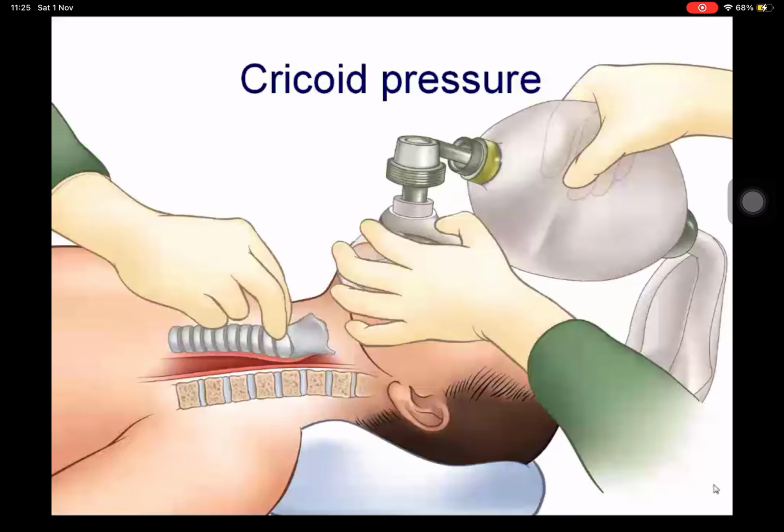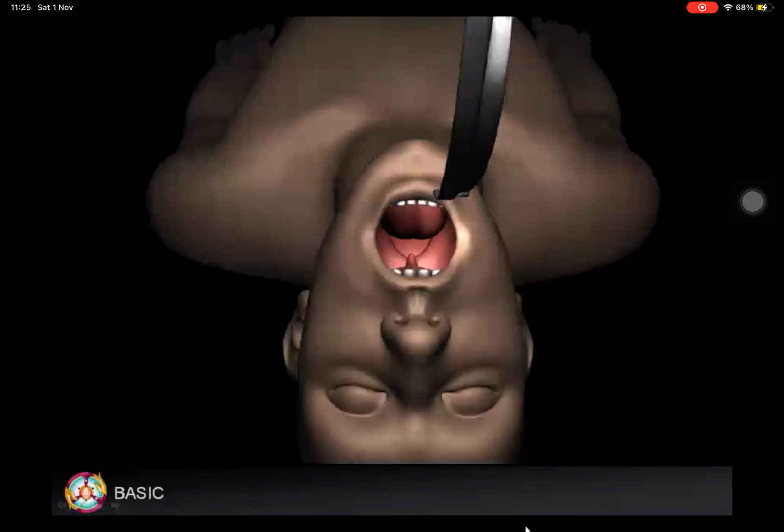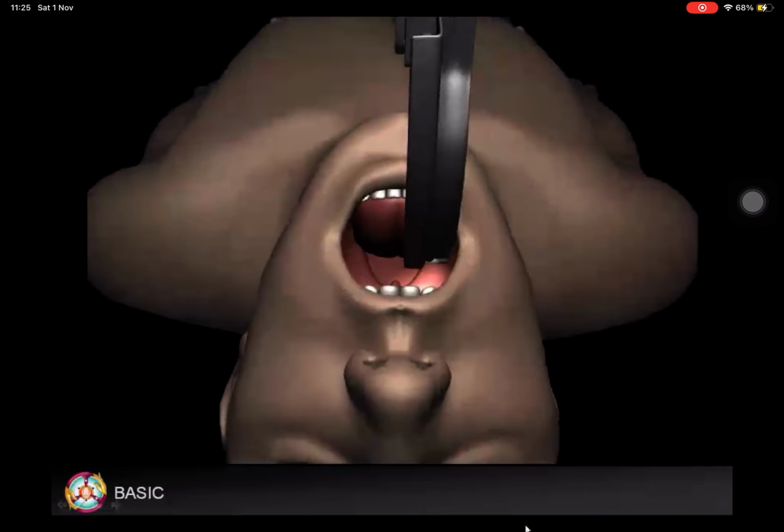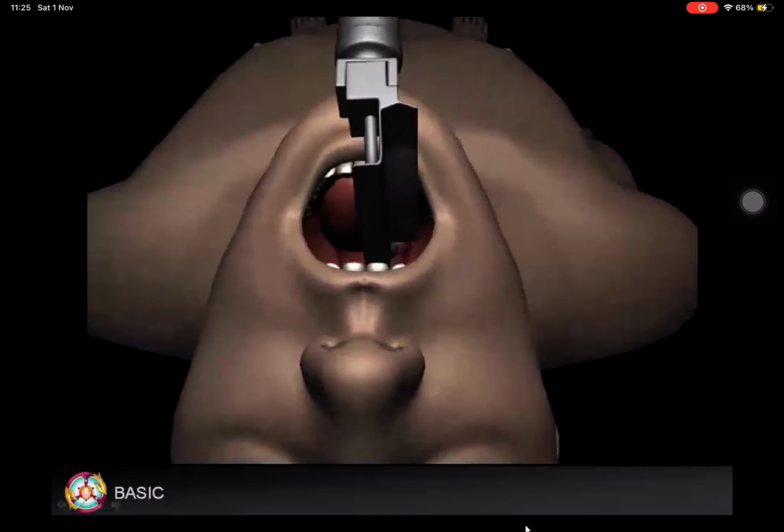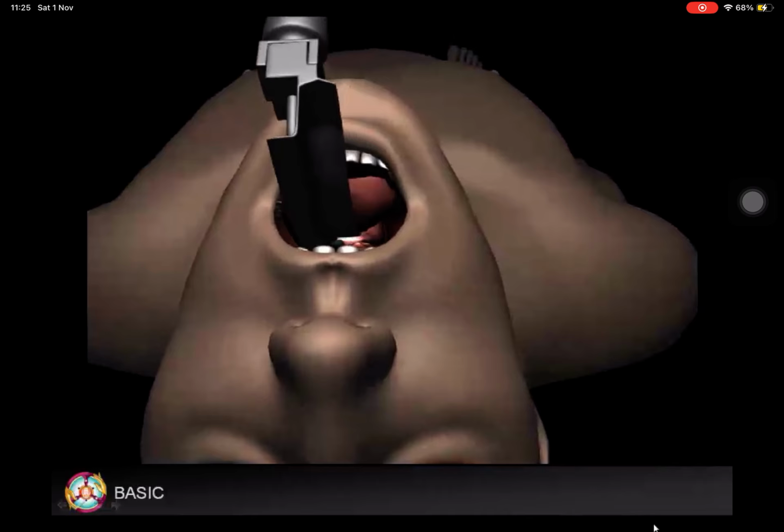Pick up the laryngoscope in your left hand and turn it on by extending the blade. With the head and neck in a good position, advance the laryngoscope blade gently along the right-hand side of the tongue, pushing the tongue to the left until the tip of the epiglottis is seen.